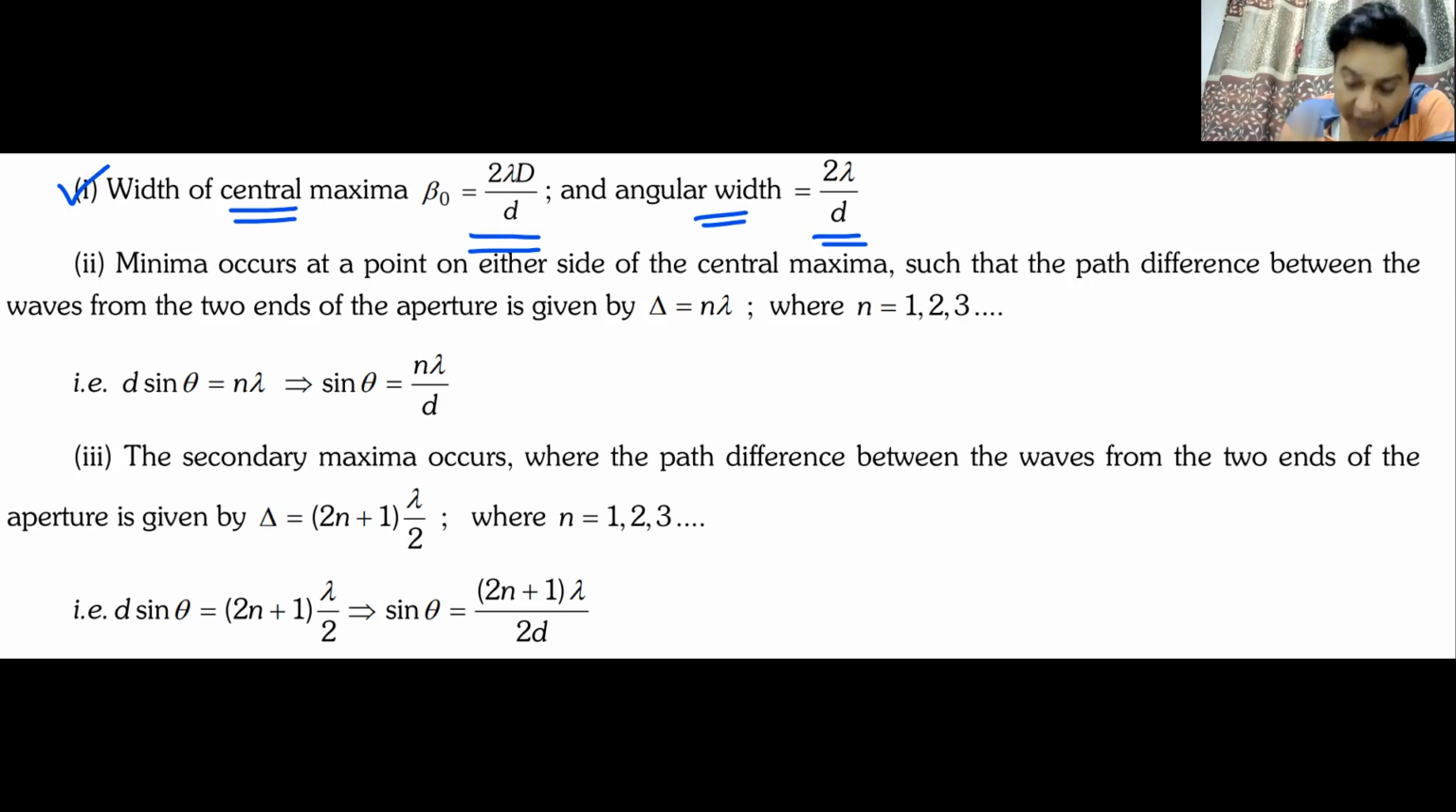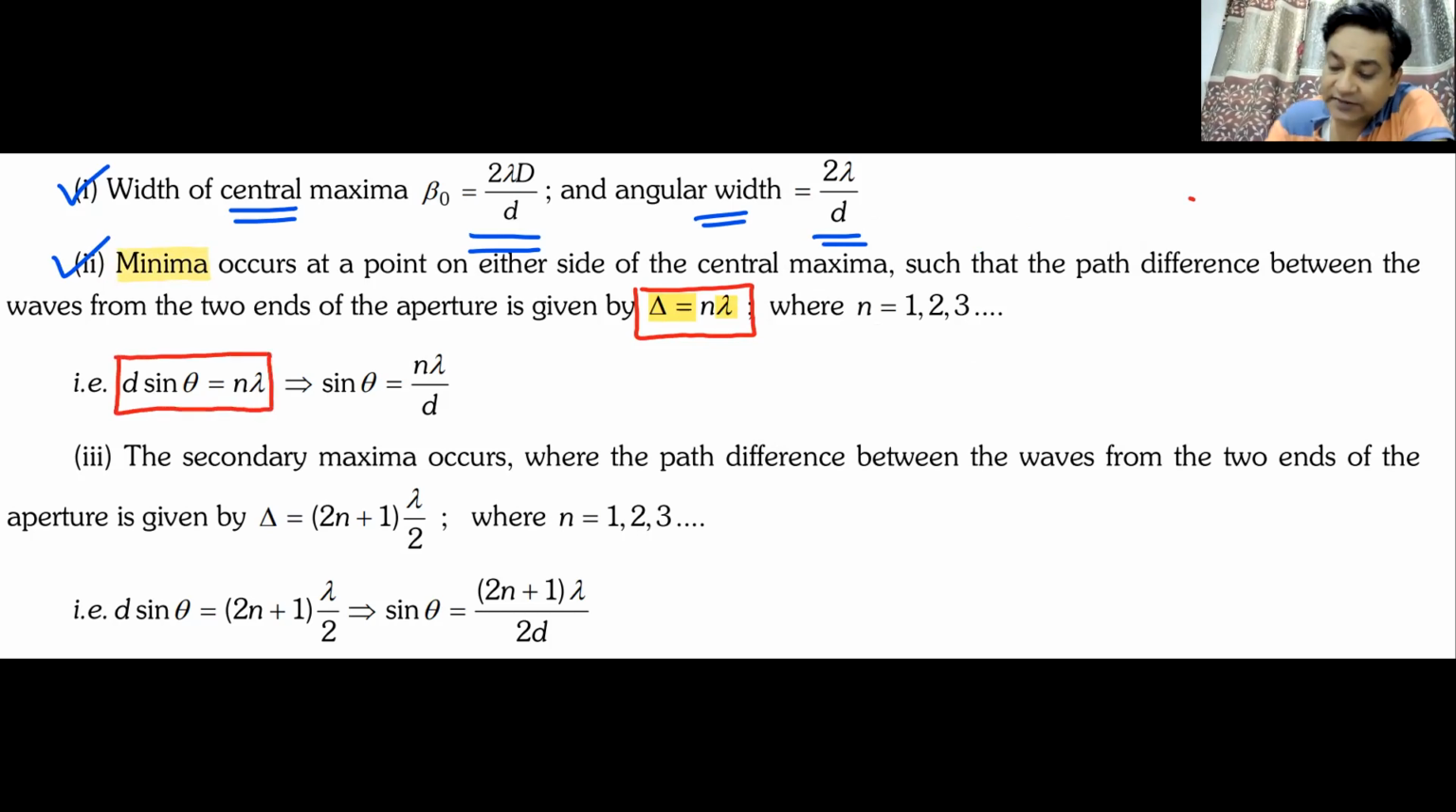Don't worry. Now remember, a very important point here: minima occurs where the path difference is n lambda. In the previous case, we had maxima occurring when the path difference was n lambda. Do we remember this? Yes, sir. Here we have minima occurring when the path difference is n lambda. The path difference is d sin theta, so d sin theta is n lambda, or sin theta is n lambda by d.